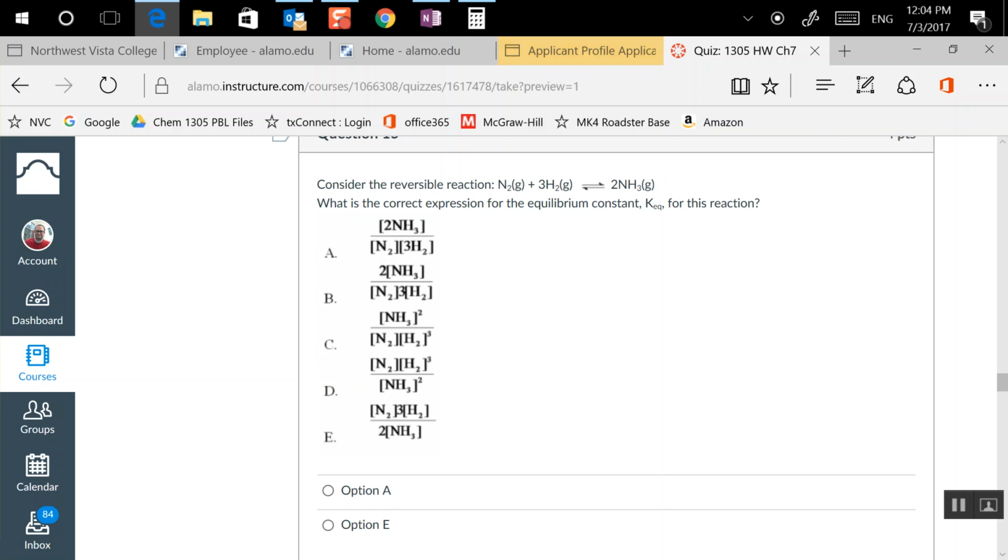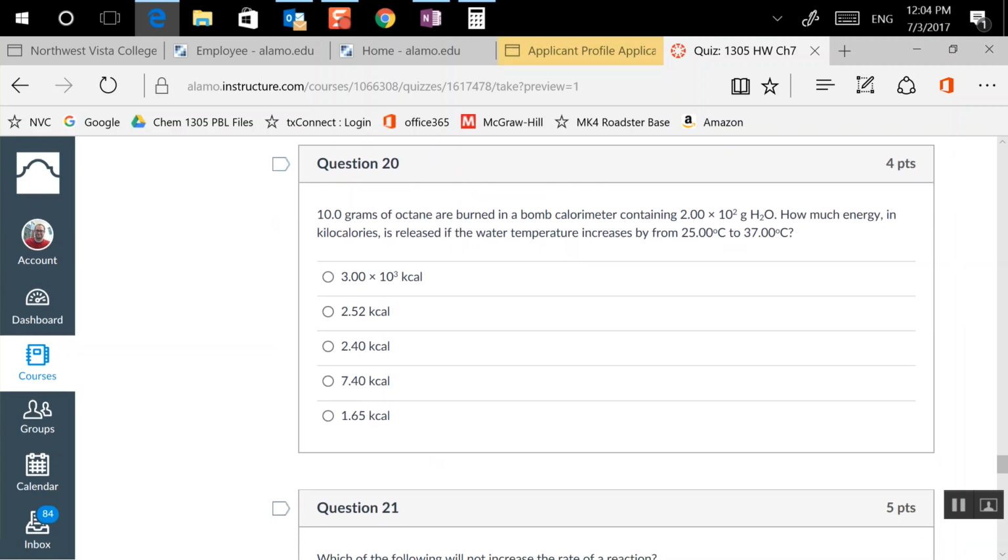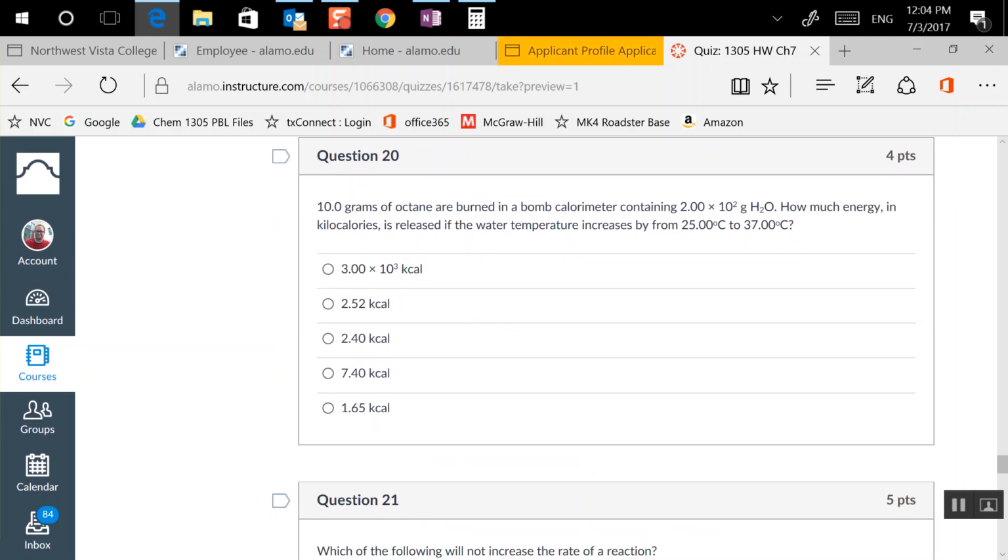Yes? Can we go over question 20? Because I'm a little confused on the calorimeter. Now we're in 21, because I think they're connected.